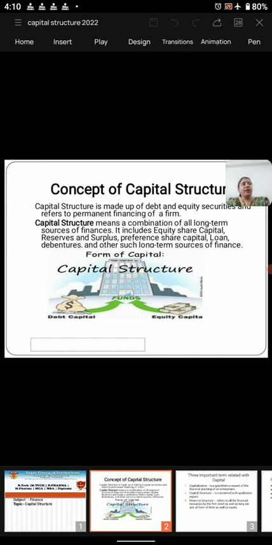But mainly there are two types of sources. First, debentures, and second, equity shares. Equity shares are known as the owned fund, and debentures are known as the borrowed fund.